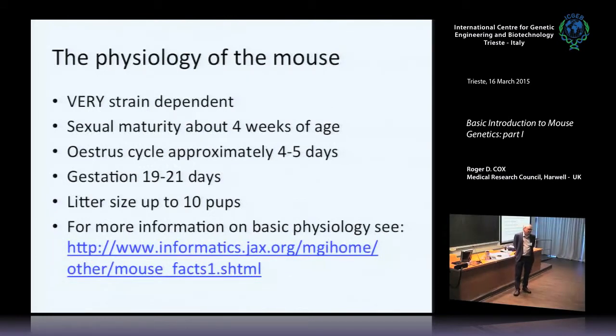Gestation's around 19 to 21 days, depending on the strain. Litter size is up to 10 pups, although I think we get somewhat less than that in our production colonies. And there's lots of information out there on the basic physiology of the mouse, all online and readily available. So if you need to look something up, or you want to see what's known about the animals that you're working with, have a look online, and particularly the Jackson websites, Jackson MGI website.